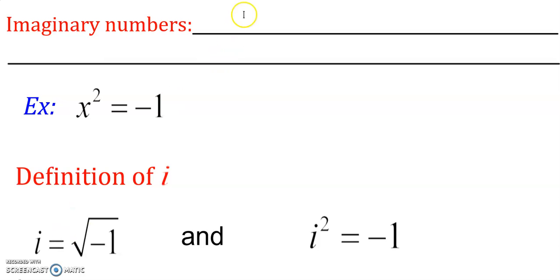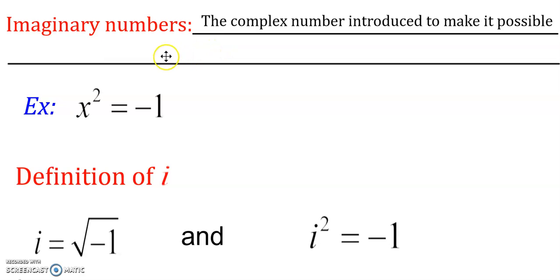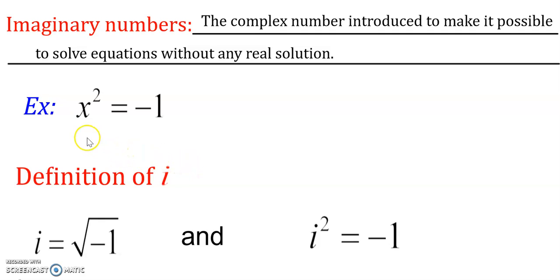So, what is an imaginary number? An imaginary number is a complex number introduced to make it possible to solve equations without any real solution. What does that mean? If we look at this example, x squared equals -1, there is no solution to that. There is nothing I can put in for x that is going to result in a negative number. It's impossible. And that's where imaginary comes in.